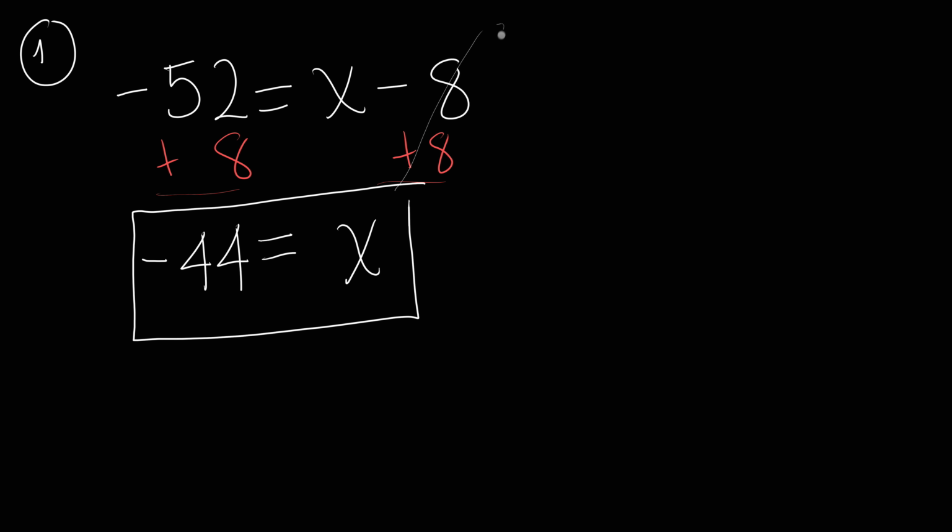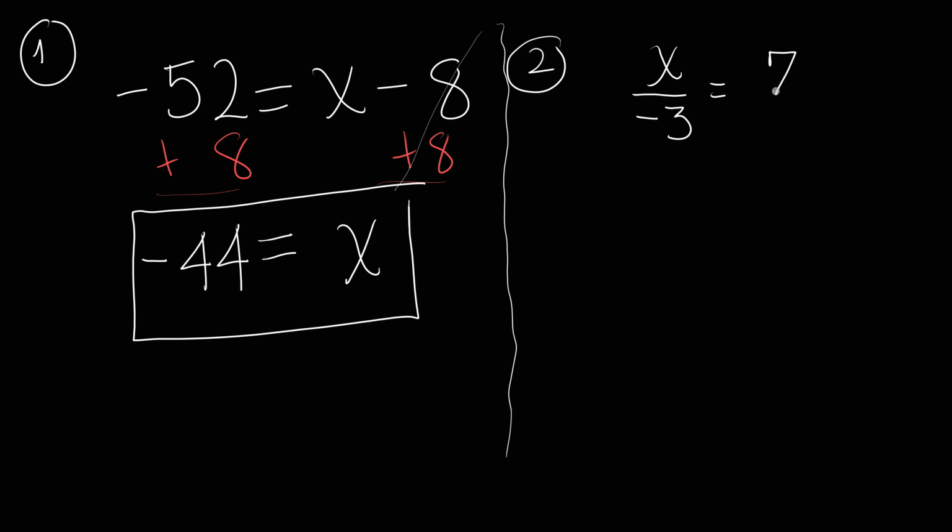Now let's do problem number 2. I'm going to break the board in half. So problem number 2. It's given that x over negative 3 equals 7. Well, I need to get rid of this negative 3 that is dividing the x, right? Because you want to leave the x by itself. Therefore, you've got to multiply each side by negative 3. So I'm going to multiply this side by negative 3 and multiply this side by negative 3.